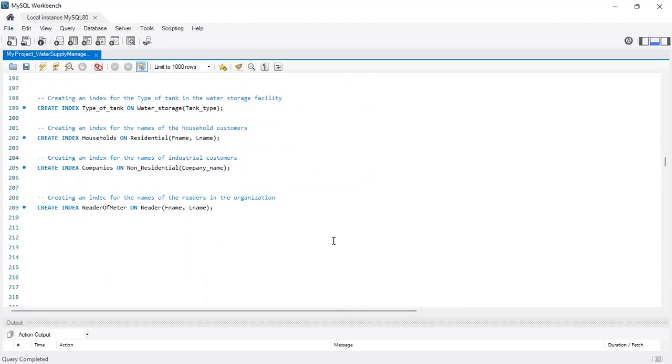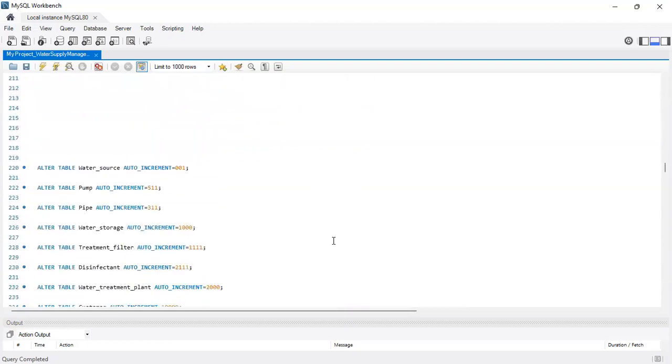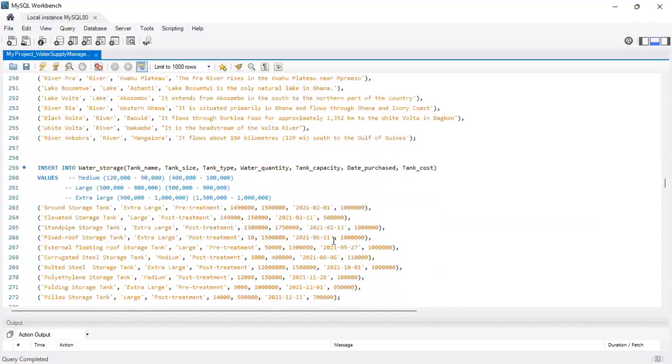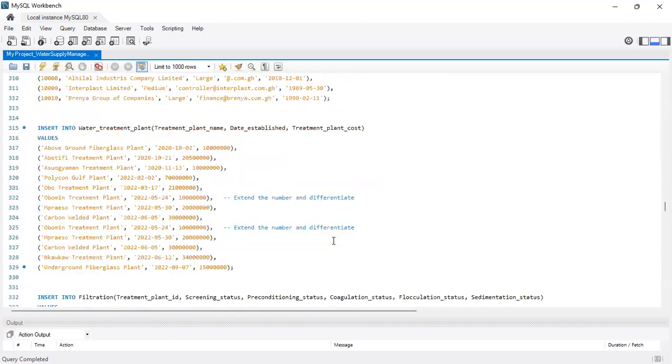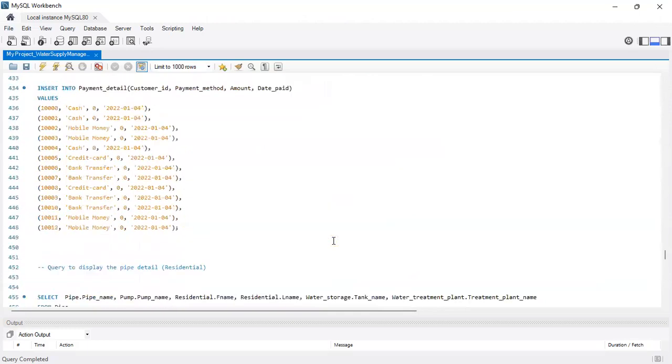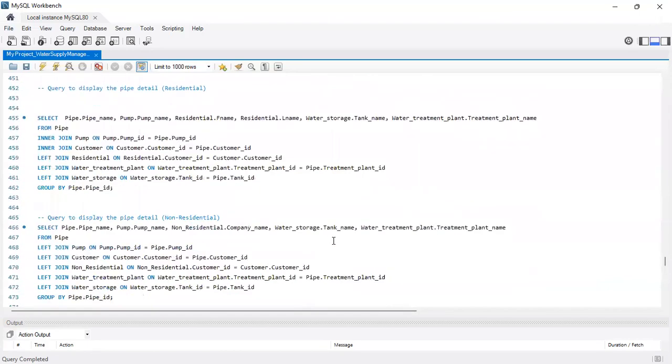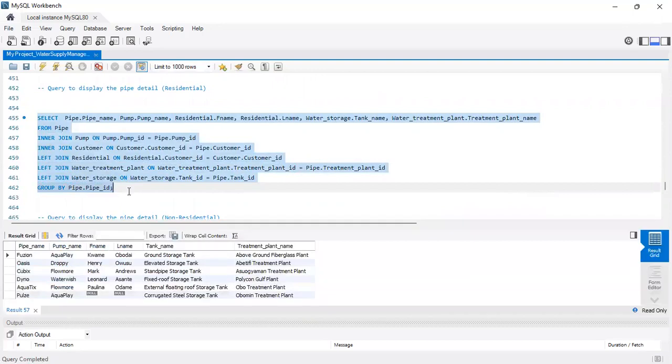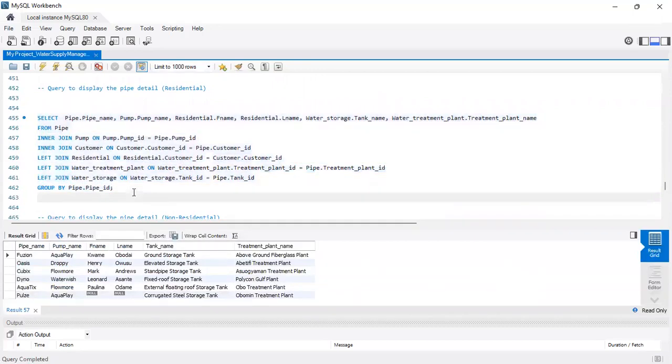So we created an index here to facilitate query derivation. We created an index for the tank type, and we also created an index for the households, that is the residential customers, and we also created an index for the companies, that's our non-residential customers. Finally, we created an index for the meter reader.